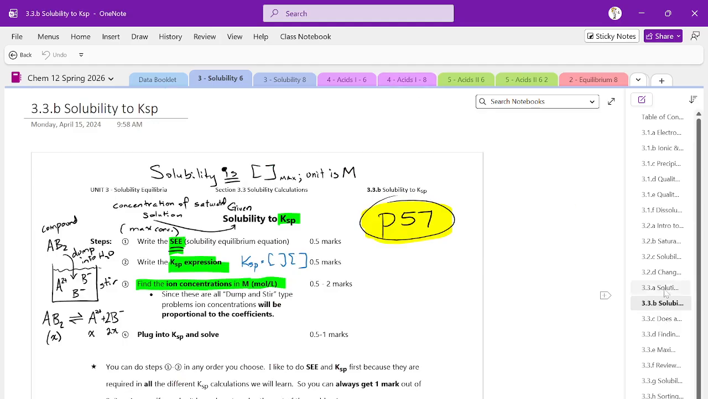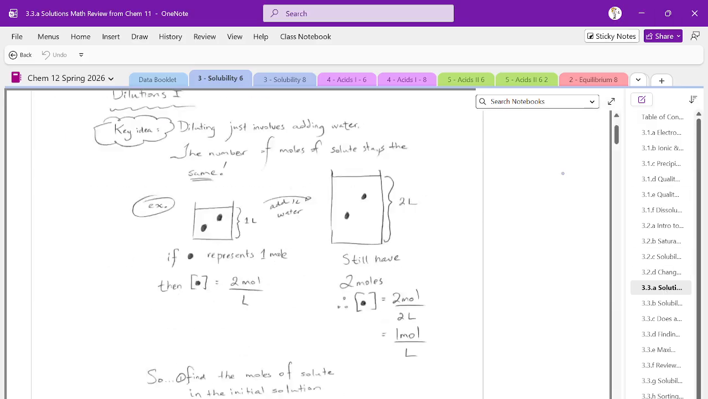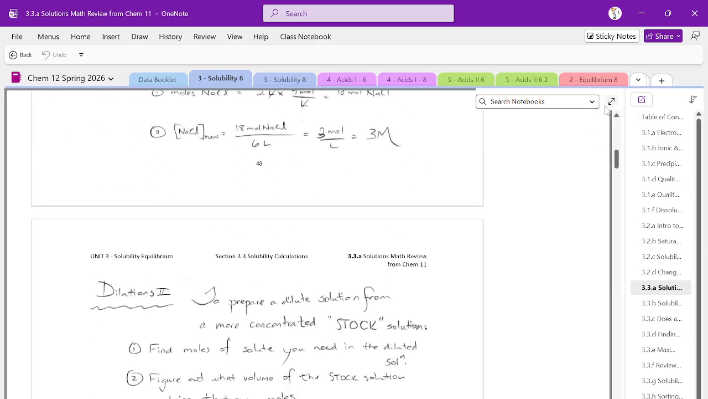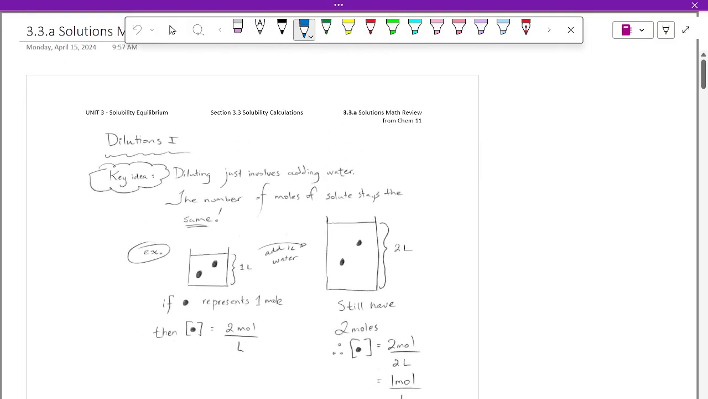solubility to KSP. Before we carry on a little bit further, we are going to go back and do on page 48 some dilution calculations, because I find that people have forgotten that a lot from grade 11 generally. Okay, so we're going to review dilutions on page 48.